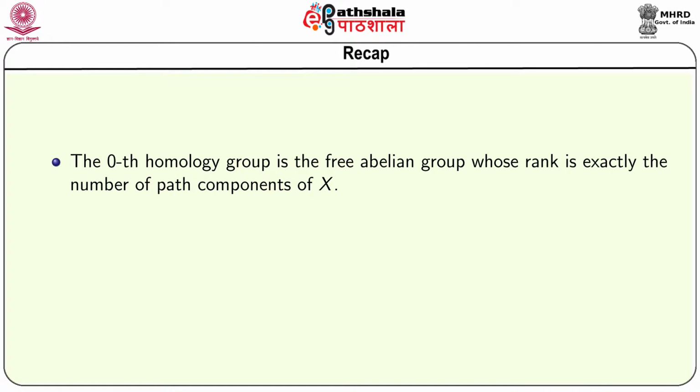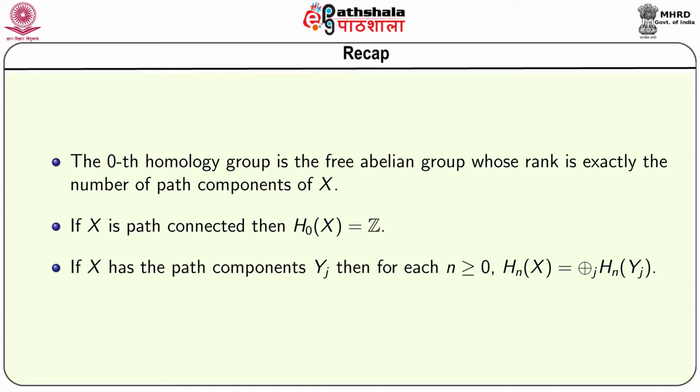The 0th homology group is the free abelian group whose rank is exactly the number of path components of X. So, if X is path connected, then H0(X) is Z. If X has the path components Yj, then for each n greater than or equal to 0, Hn(X) is the direct sum of the homology groups Hn(Yj).